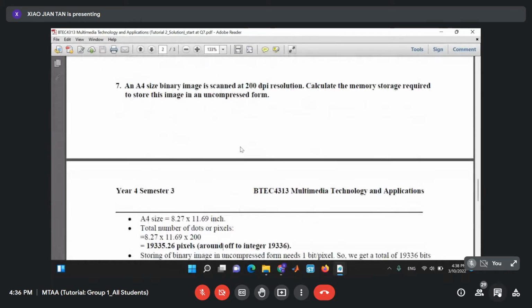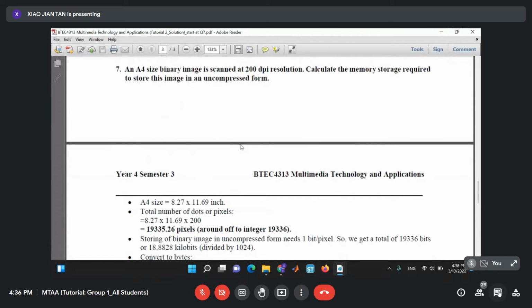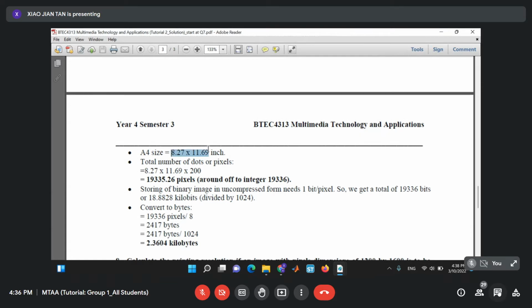Okay. So question 7. I think some of you already answered this question. An A4 size binary image is scanned at 200 dpi resolution. Calculate the memory storage required to store this image in an uncompressed form. Basically, if the question asks about the A4 size, the size will be given. Don't worry about that. I don't need you to memorize the A4 size. So this would be the standard size in inches for A4.